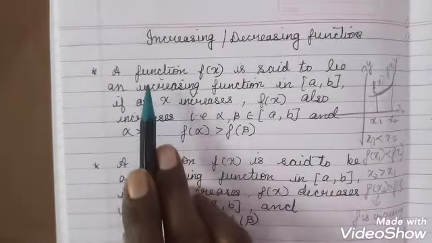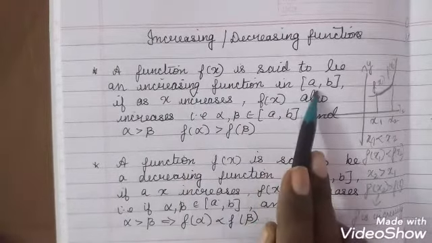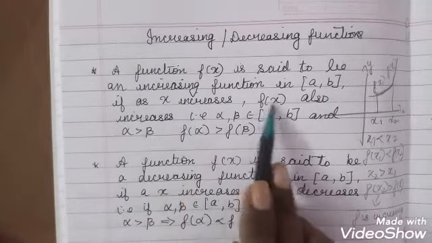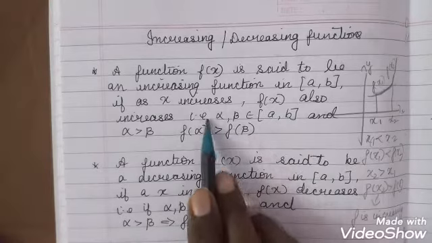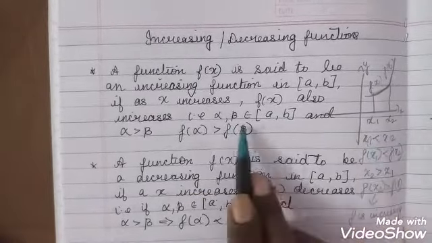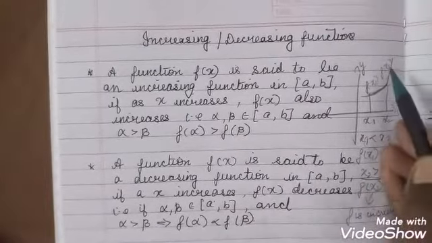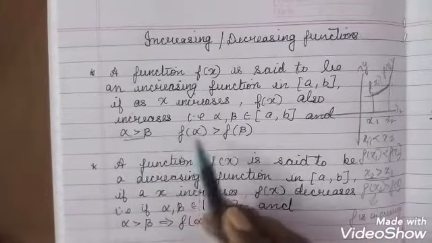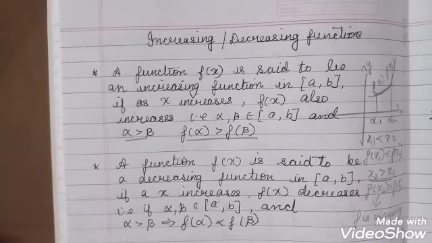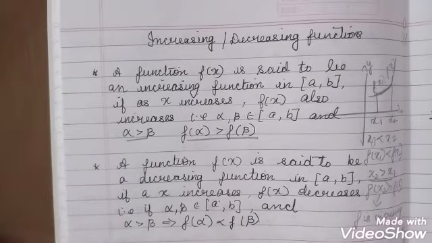This is the definition I have written here. A function f of x is said to be increasing in a comma b, that is in the closed interval a comma b, if as x increases f of x also increases. That is for every alpha comma beta, here I have taken it as x1 and x2, belonging to a comma b. See how I have taken here: if beta is greater than alpha, then f of beta is greater than f of alpha. In other words, I can also say that if alpha is less than beta, then f of alpha is less than f of beta.